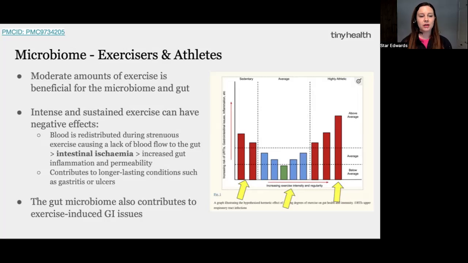Now, this is a two-way street. So the gut microbiome also contributes to exercise-induced GI issues. So exercise plays a big role in the health of the microbiome, but the health of the microbiome contributes significantly to the development of these GI issues.